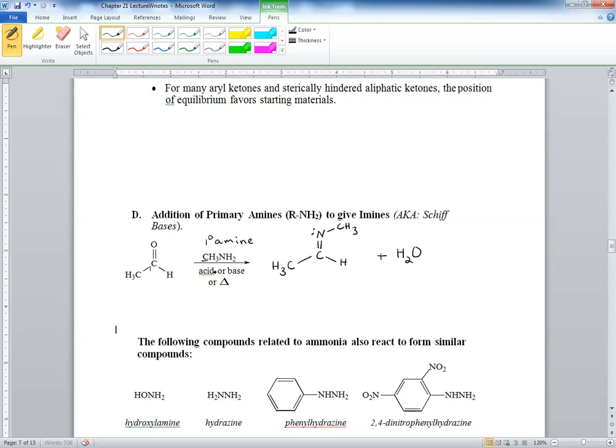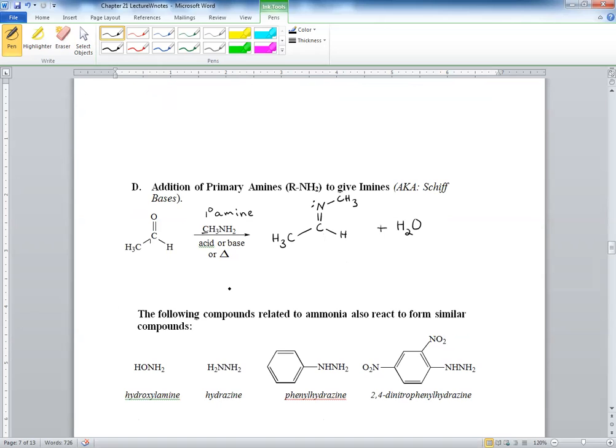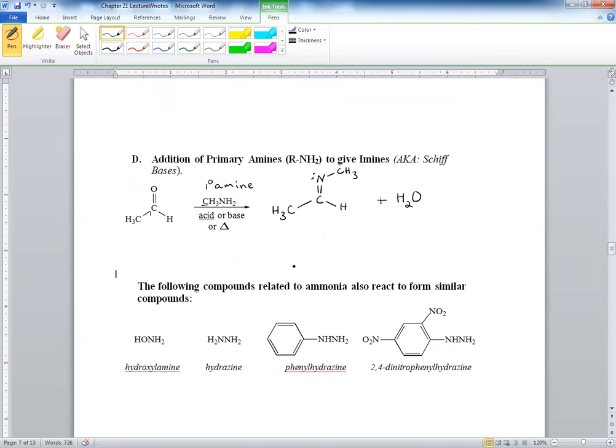This is driven with the addition of acid, base, or heat. Typically, you have the acid and the base, mostly the acid. So this is the product, and this is an imine. So it's not an amine or something like that. It's called an imine.